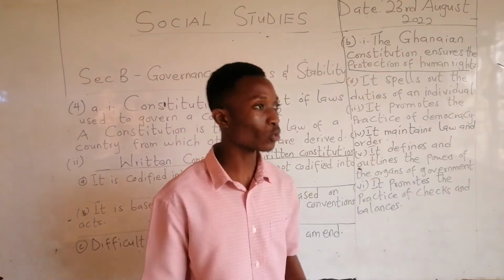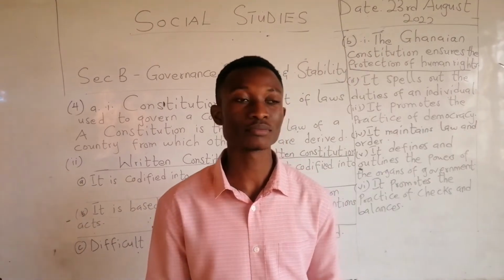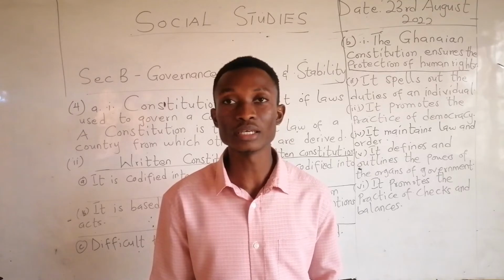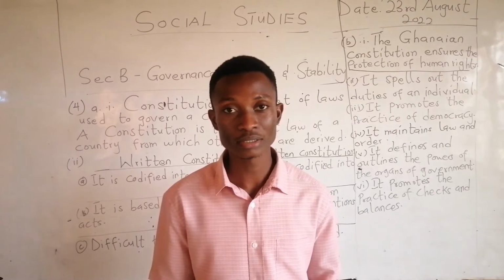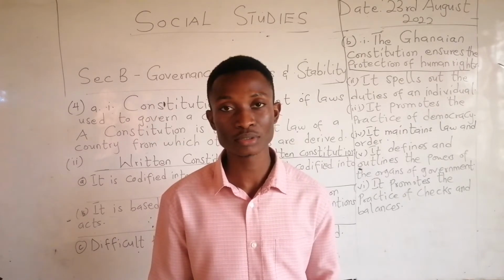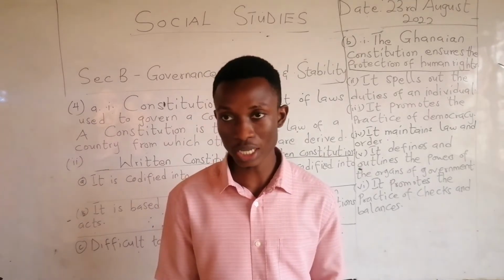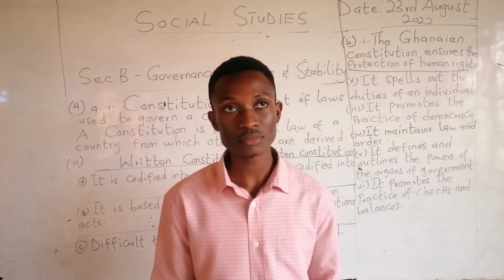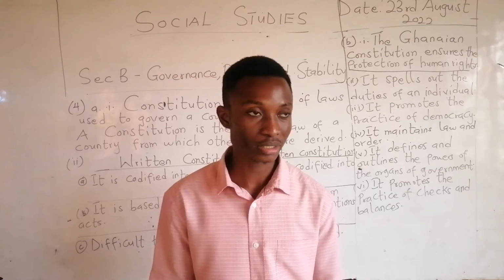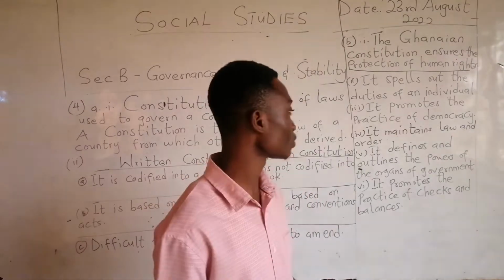Four, it maintains law and order. Law and order is maintained through the existence of a constitution. The 1992 Constitution of Ghana defines the responsibilities of the police, which is to ensure the maintenance of law and order in the country. There are also other security agencies that help to maintain law and order, such as the army and the like. By doing so, it helps to maintain law and order.